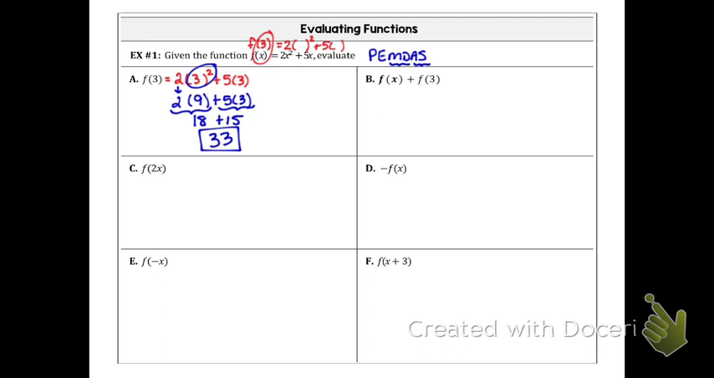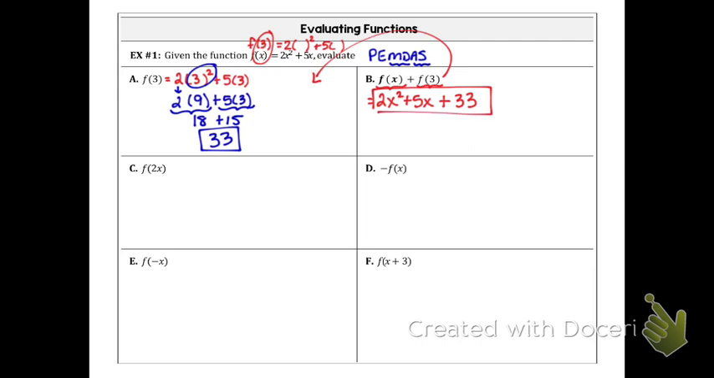All right, for B, it says f of x plus f of 3. Well, we know what f of x is. That was given to us. So that's just going to be our 2x squared plus 5x. And then we have plus, and we know what f of 3 is because we just did f of 3 in part A there. So f of 3 is 33. And then we want to just simplify this if we can. Remember, this is just simplifying, so we don't need to factor unless it's a fraction in order to simplify it. So we can't combine any like terms, so there is our answer.